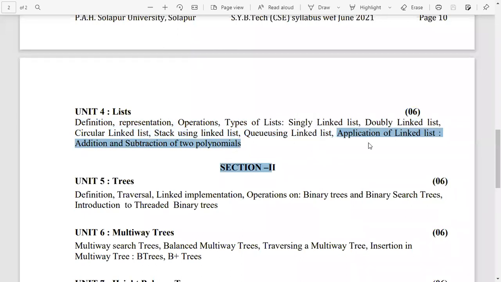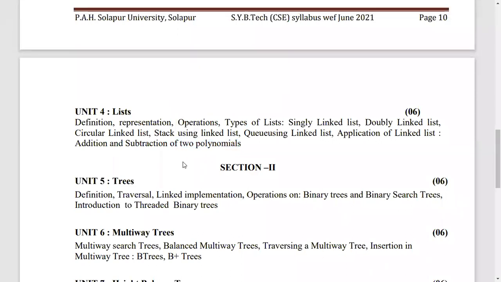Where is this linked list used? Linked list is used in polynomial functions. Everyone knows about the polynomial function. So what do you mean by polynomial function or expression? How are polynomial expressions?